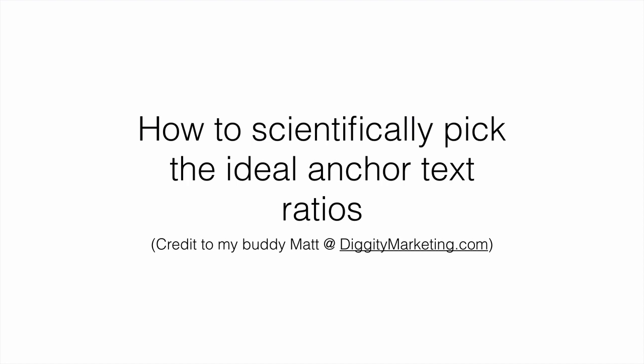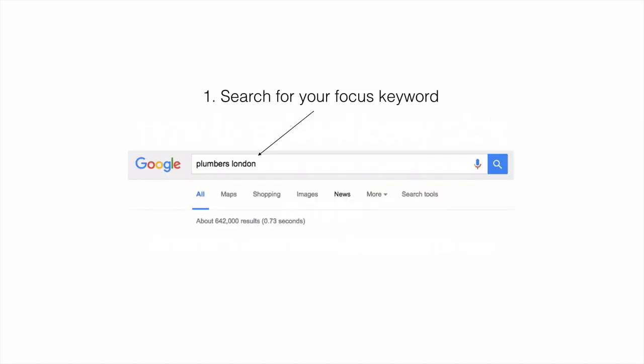My advice to everyone was always just look at the top ranking sites and copy their anchor text ratios, which is the same thing, but this is way more scientific and way more accurate and just a much better way of doing it. So let me just show you exactly what it is. And again, this isn't my idea. I got this from my friend Matt. So what you want to do is search for the keyword that you're trying to rank for.